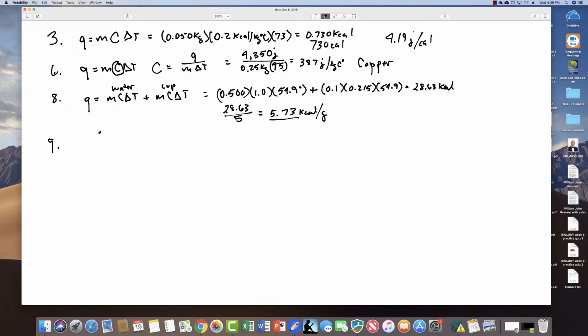Number 9. Number 9 says that following vigorous exercise, the body temperature of an 80 kilogram person is 40 degrees centigrade. At what rate in watts must the person transfer thermal energy to reduce body temperature to 37 degrees in 30 minutes, assuming the body continues to produce energy at a rate of 150 watts, which is 150 joules per second?